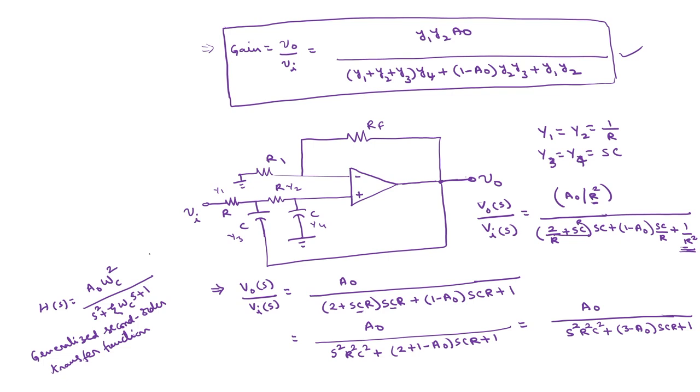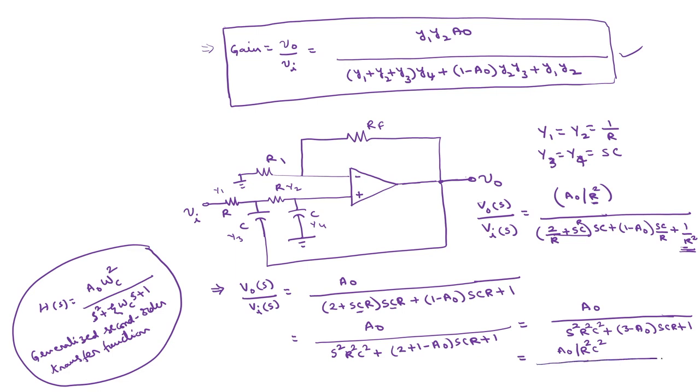So in order to compare these two, we have to express this in the form where the s square coefficient is made 1. So if I make the s square coefficient as 1, A0 R square C square you have to take as common. So s square plus (3 minus A0) sCR by R square C square. So 1 R, 1 C will get cancelled. So s by RC. This 1 by R square C square.